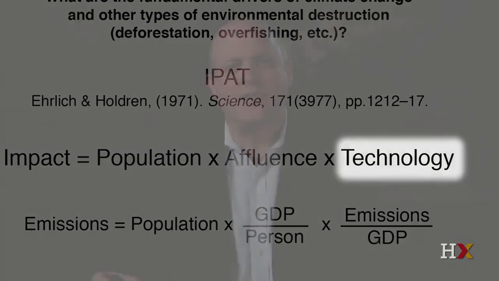We have to decrease the emissions intensity of our economy. We have to decrease the amount of greenhouse gases we produce with every unit of economic activity in order to cancel out the effects of both economic growth and population growth.